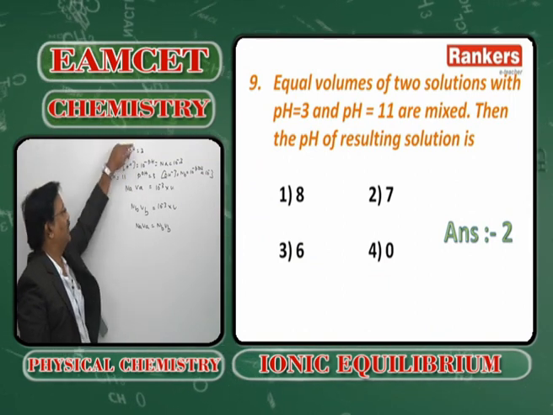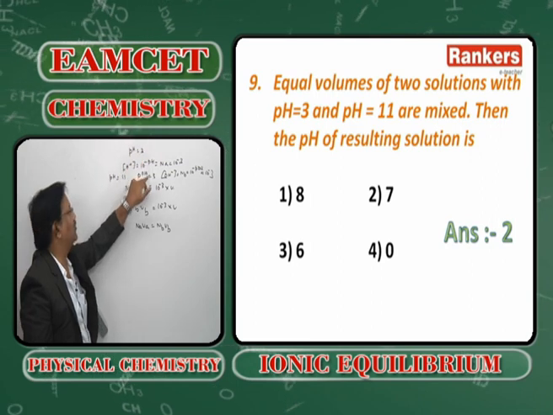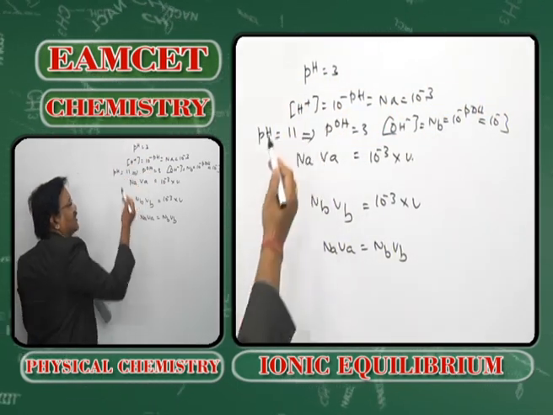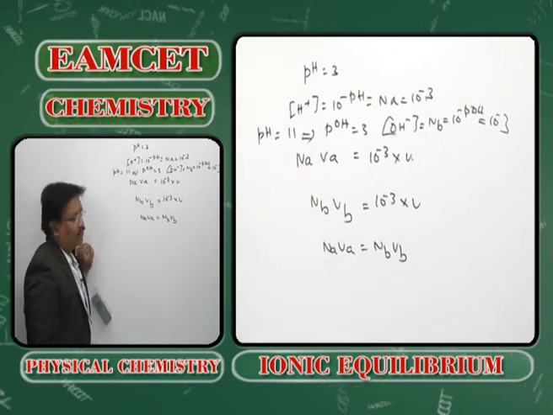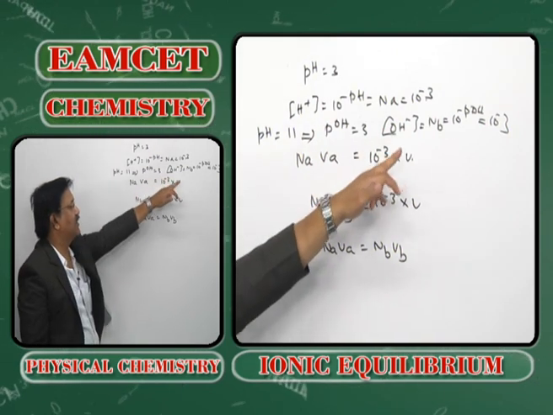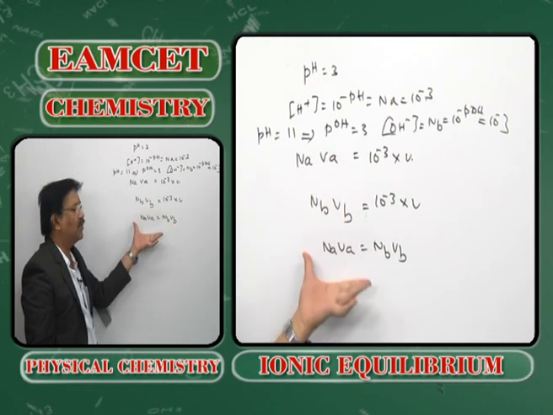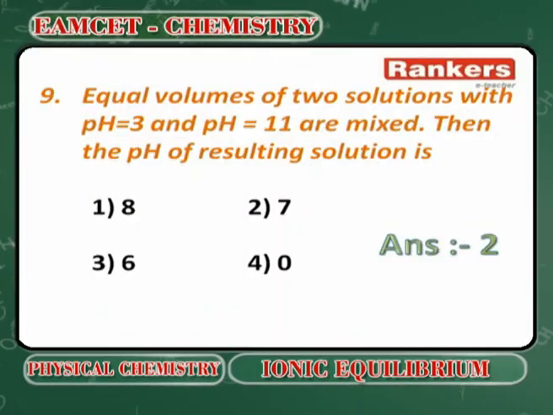pH is 3 means acidic solution. pH equal to 11 implies it is a basic solution. pOH is equal to 3 and OH minus ion concentration is equal to 10 to the power of minus 3. So NaVA is equal to NBVB. The resulting solution will be neutral and pH value will be equal to 7. Next question.